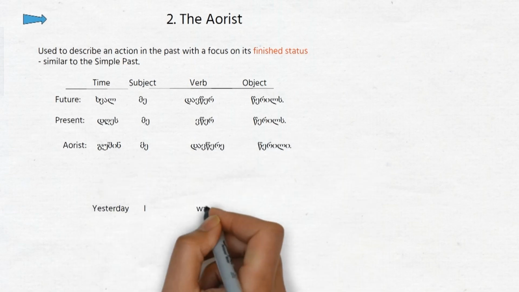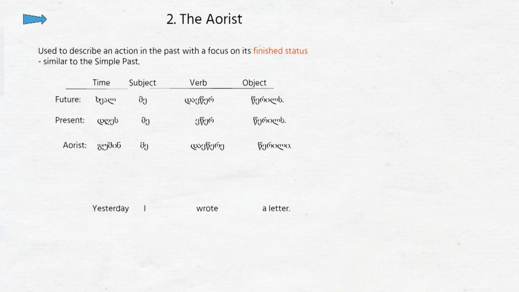First person here. Yesterday I wrote a letter. So yesterday, gushin. Me, the subject, stays the same. Now we already see that the object is not modified with the S in the dative, so it's in nominative case. And yeah, the verb itself is formed for the aorist by adding the E in this verb. Me davts ere, I wrote. Me davts ere tserili, I wrote a letter.